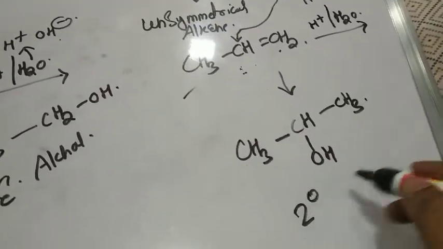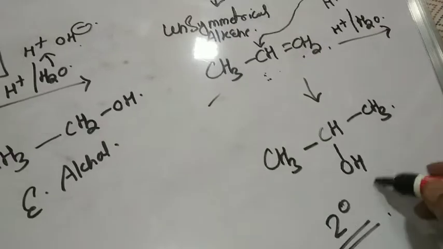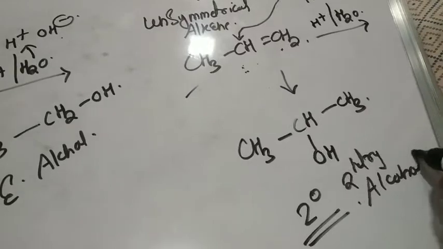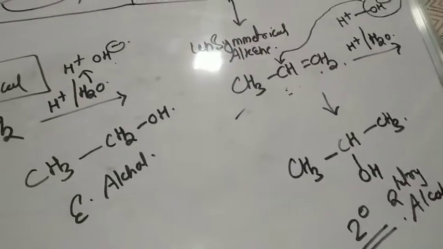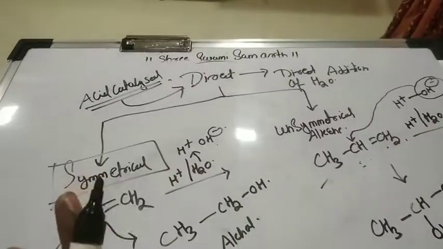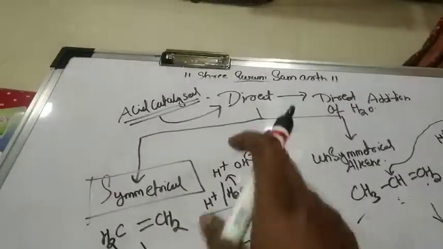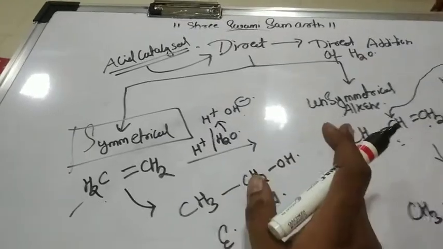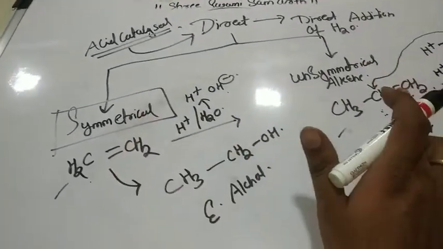So what kind of alcohol is obtained? 2-degree secondary alcohol is obtained. Secondary alcohol is obtained in the reaction, right? So my dear students, by acid catalyzed hydration of alkene and by direct addition of H2O, you have understood how to carry out the reaction, that is by symmetrical and by unsymmetrical.